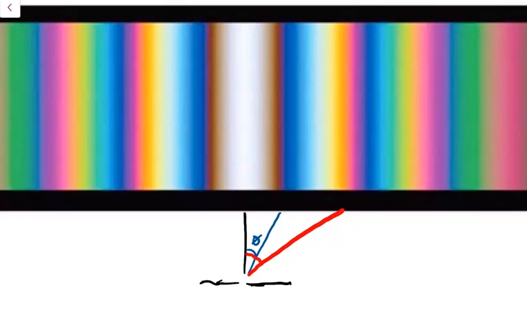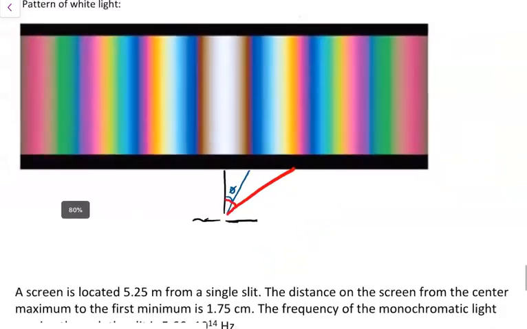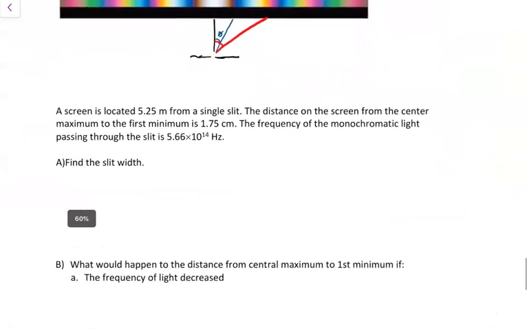We'll make more sense of this when we see diffraction gratings, which allow us to resolve these images better. But just know that depending on the wavelength, you're going to get a different interference pattern, and it's going to be either more spread out or closer together. All right, let's do the sample problem.